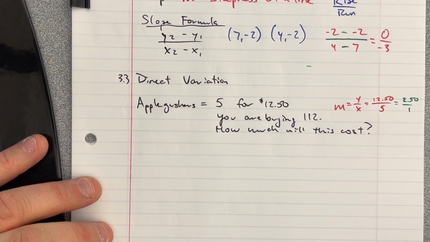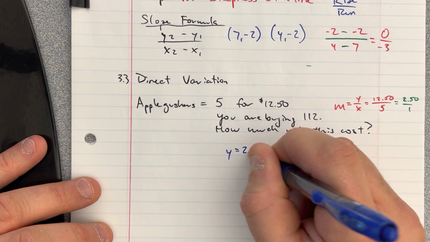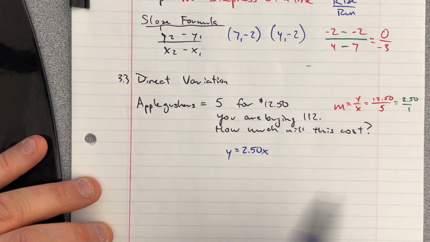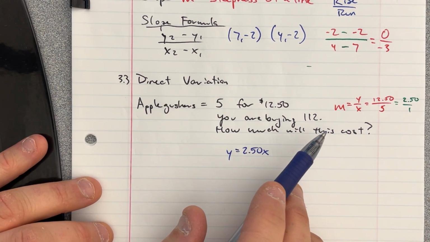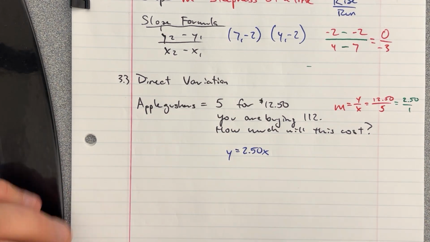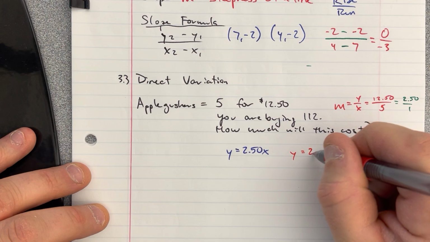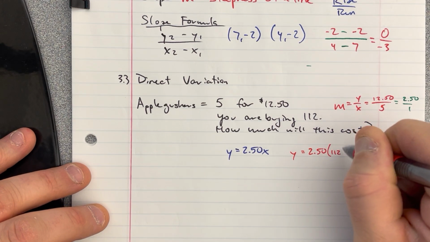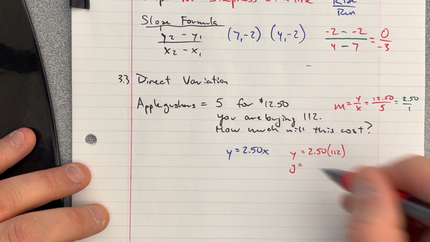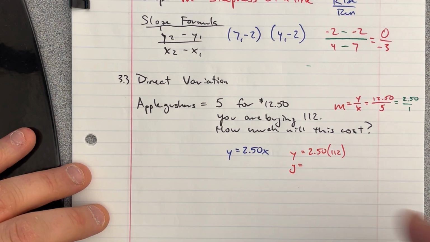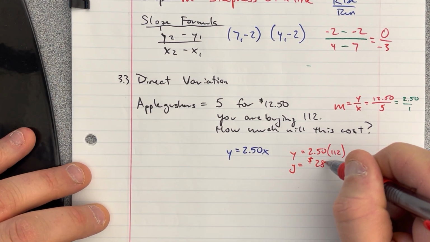So then I'm going to put this information into our y equals mx formula, and when I do that, I have y equals 2.50x. I'm going to buy 112 of them, so I'm going to plug in this 112 for x. So it becomes y equals $2.50 times 112. That's how much you like them. So I'm going to multiply that, and I can figure out my total cost is going to be $280.